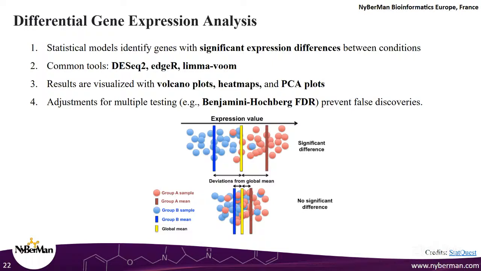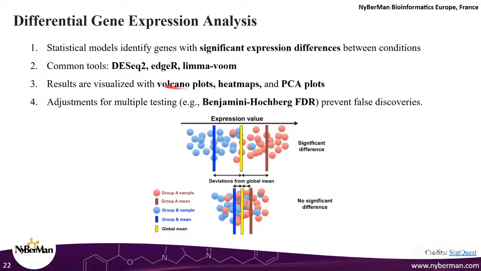T-tests, by the way, are also used in differential gene expression analysis. Again, that is also something we will take up a little bit later. But the idea is to figure out a mean value for group A and a mean value for group B, right? And any deviations from the global mean would basically tell us that there is significant difference or not.